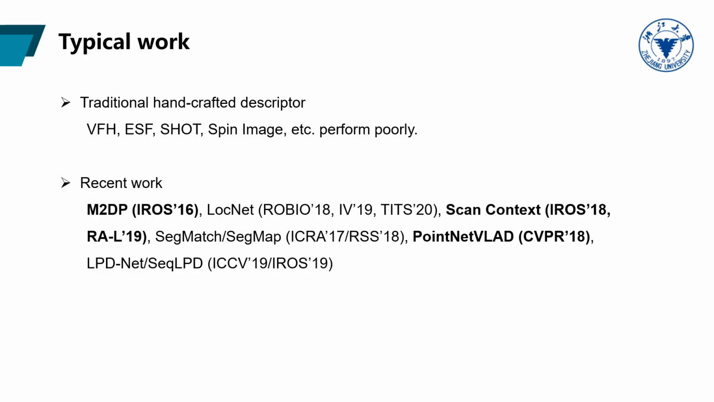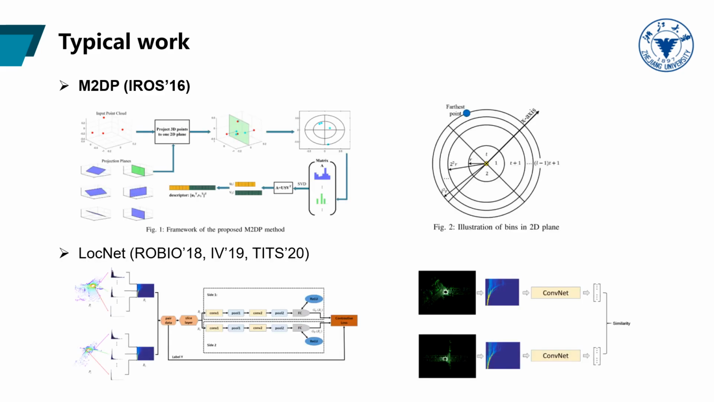Most of the existing methods focus on extracting local, global, and statistical features of raw point clouds. We compare the recent state-of-the-art open-source works, M2DP, Scan Context, and PointNetVLAD, which are marked in bold in the text. I will quickly go through recent related methods. M2DP projects a 3D point cloud onto multiple 2D planes and generates density signatures. The left and right singular vectors of these signatures are then used as descriptors for the 3D scene.